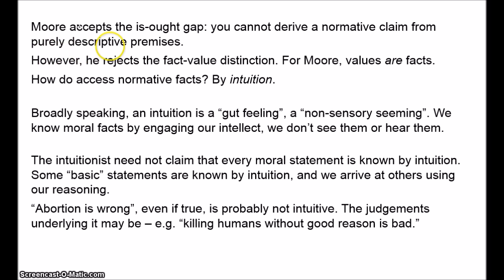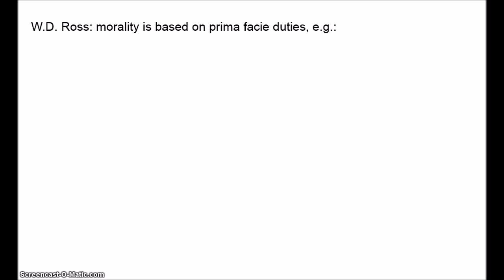W.D. Ross held that morality is based on what he calls prima facie duties. By a prima facie duty, Ross means that these duties can be overridden. They're not absolutely inviolable and binding no matter what the circumstances. Prima facie duties are just sort of guidelines for actions.